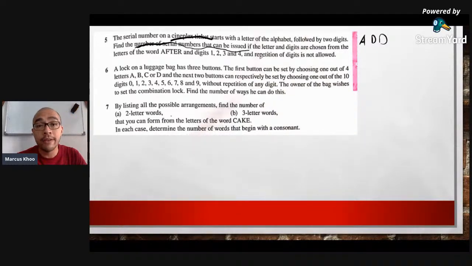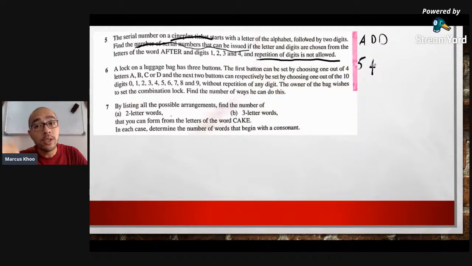And the repetition of digits is not allowed, ini maksudnya you cannot repeat the digits lah. Means kalau katakan saya sudah pilih satu, yang digit kedua ini tidak boleh satu juga. It must be another number. So let's consider this. How many ways are there to choose a letter? There are 5 ways because there are 5 letters: A, F, T, E, R. How many ways are there to choose the first digit? How many digits are there? 1, 2, 3, 4. So there are 4 ways to choose the first digit.